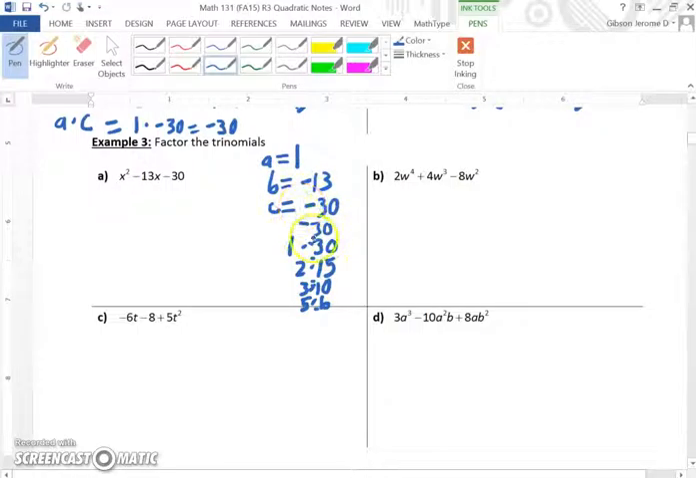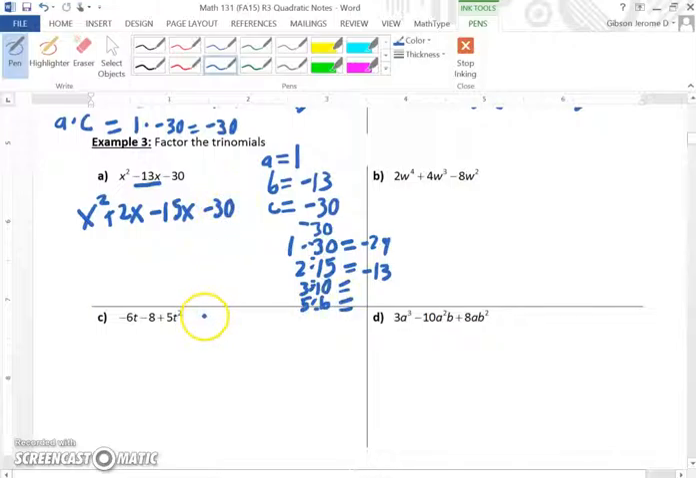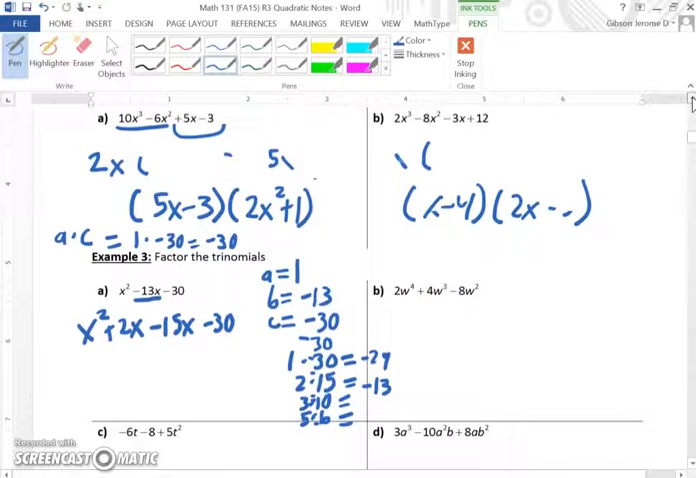Now what we have to do next is add these values up. And whichever one gives us negative 13, those are the two factors we will use. This is negative 29. This is negative 13. We can stop here. So we need to use 2 and negative 15. So we will replace the negative 13x with positive 2x minus 15x minus 30. Does everyone follow that? Now, this technically goes back to what we did.